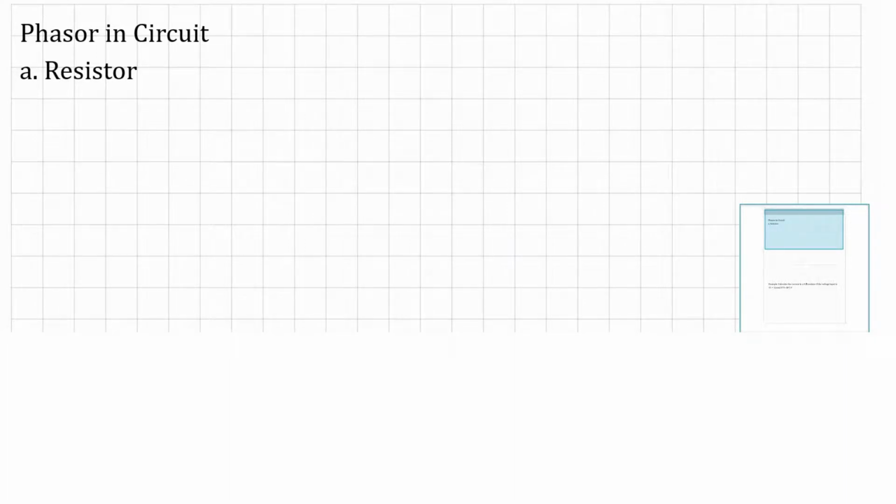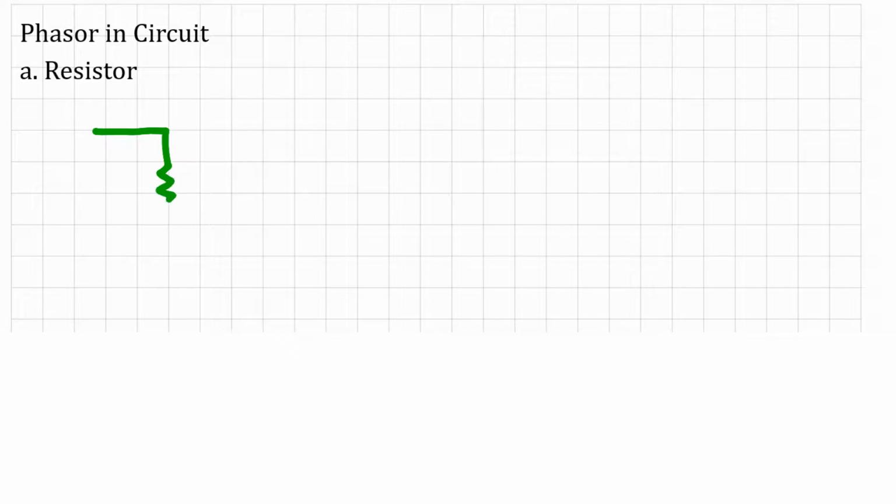Now let's look at phasors in circuits. How is the phasor used in circuits? First, let's look at a resistor. So what we have here is a resistor, R. The input voltage here is V(t), and the current going through the resistor is I(t).